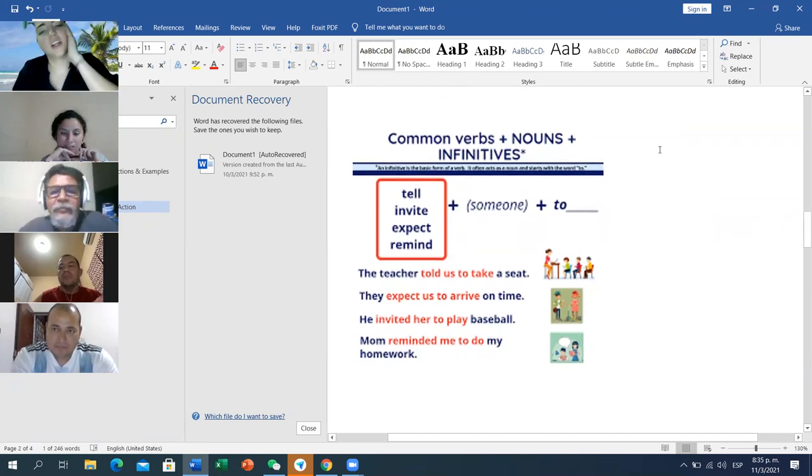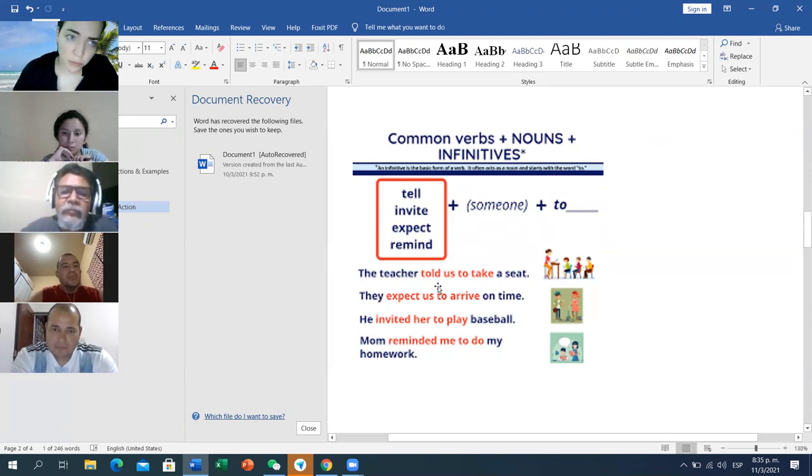Now, it has common verbs plus noun plus an infinitive. Lo que estamos haciendo, como lo estamos haciendo superficialmente, we're just doing the superficial way. So it says, could you please read, Mauricito?